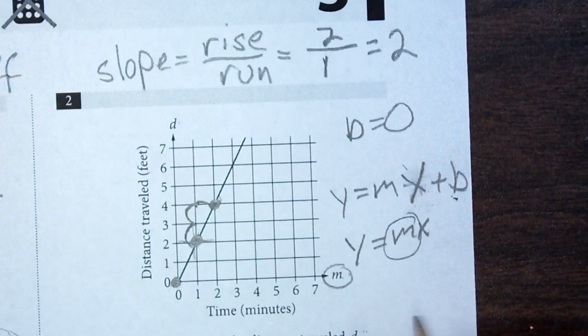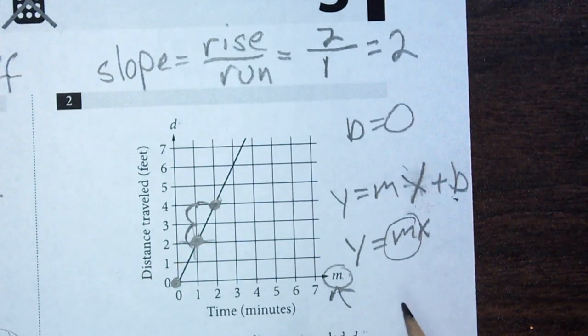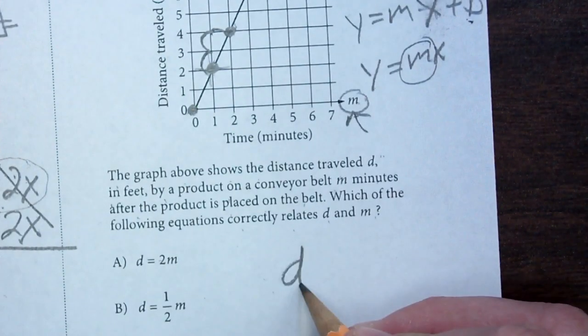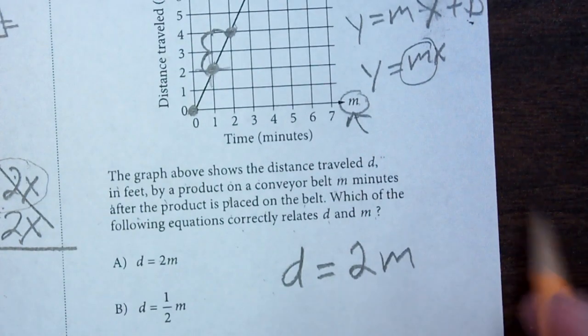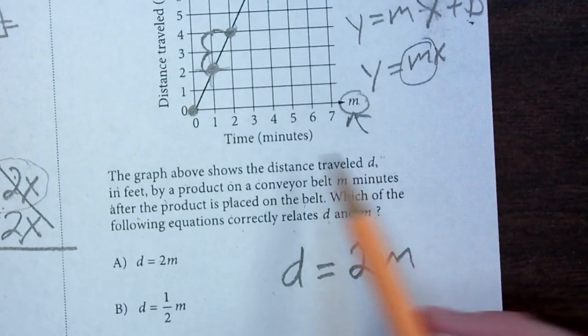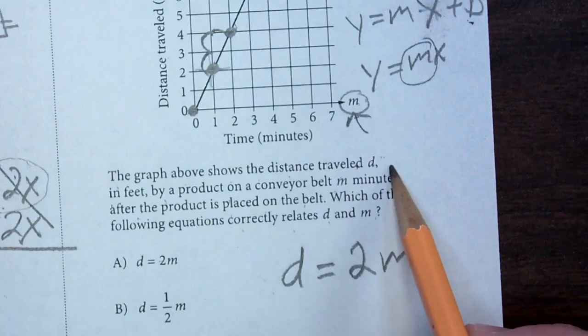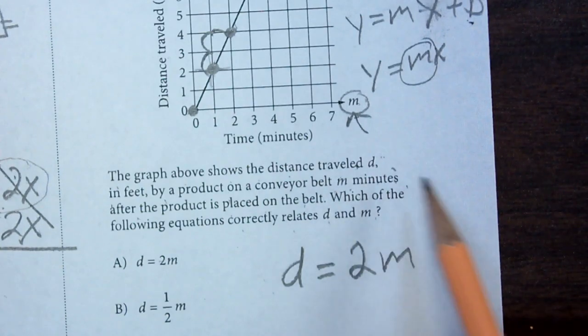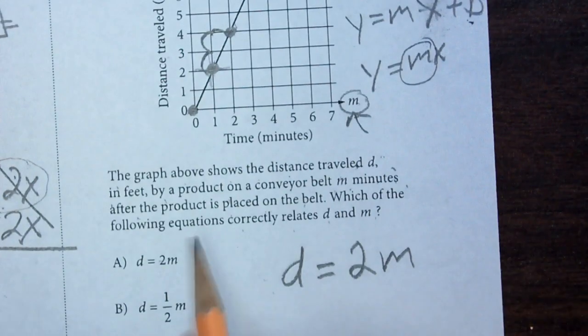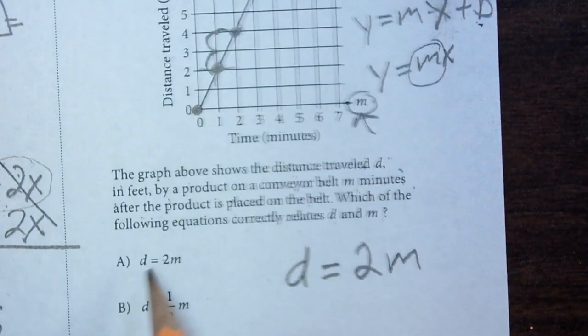And so since the slope is 2 over 1, and the independent variable is m, so that's like the x, what I'm really looking for is d is equal to 2 times m. Now what that means is that the distance traveled d of a product is 2 times each minute that product is on the conveyor belt. So my correct answer is A.